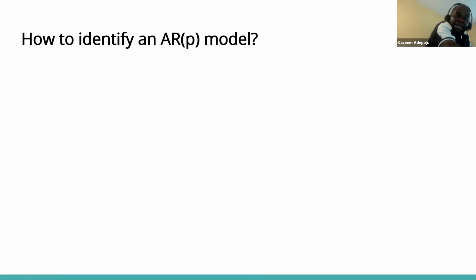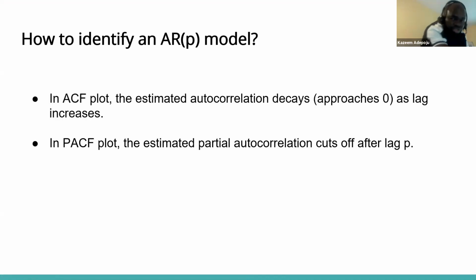Now, how to identify an autoregressive model of order P? I just talked about that right now. This is just going to be the summary of what I just talked about. In the ACF plot, the estimated autocorrelation must decay partially to 0. So as the lag increases, you expect the autocorrelation to come down. When the autocorrelation comes down as the lag increases, that implies an autoregressive model is appropriate for the time series data.